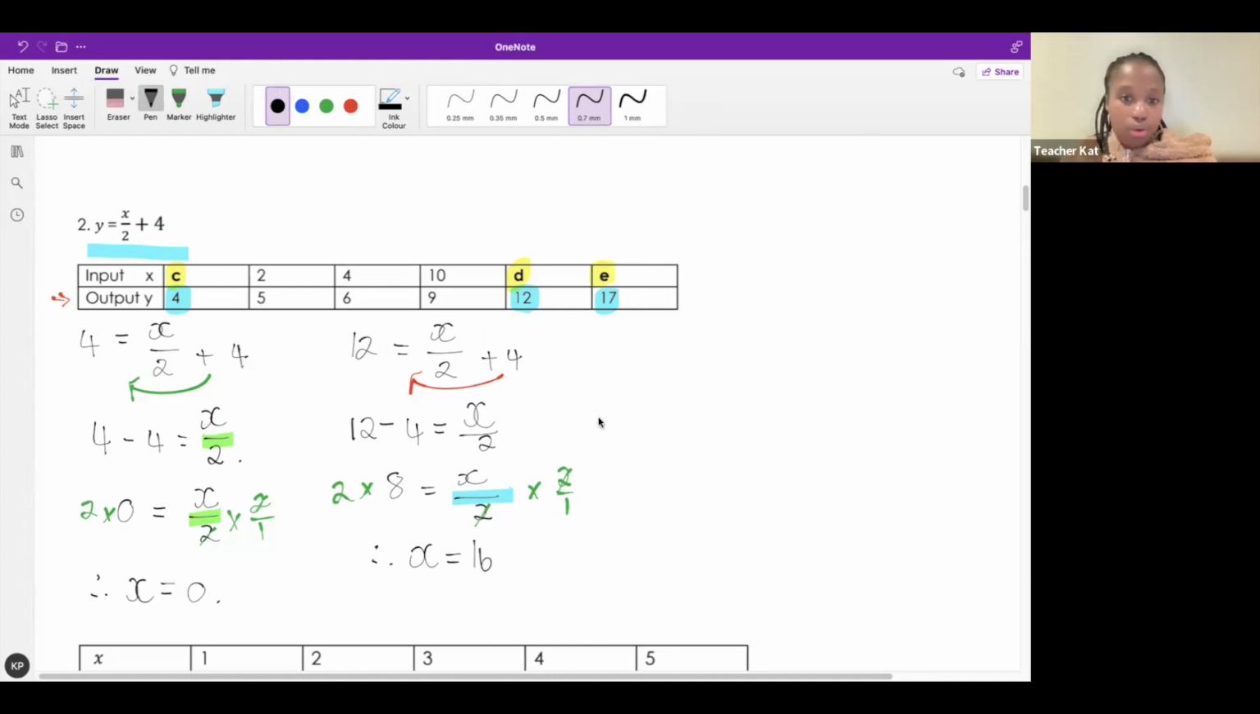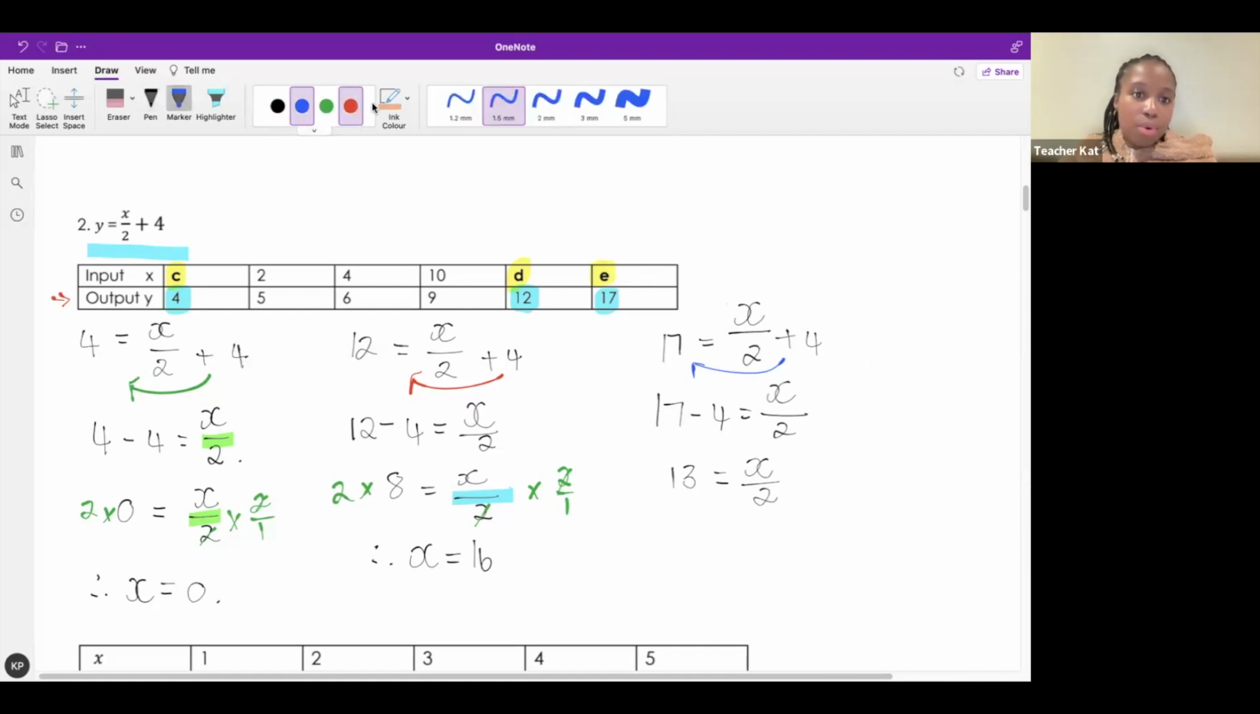Okay, so let's continue. This time our output is 17. And this we get by saying x divided by 2 plus 4. 4 goes over once again, becomes a minus 4. So then 17 minus 4 equals x divided by 2. How much is 17 minus 4? It is 13. 13 is equal to x divided by 2.